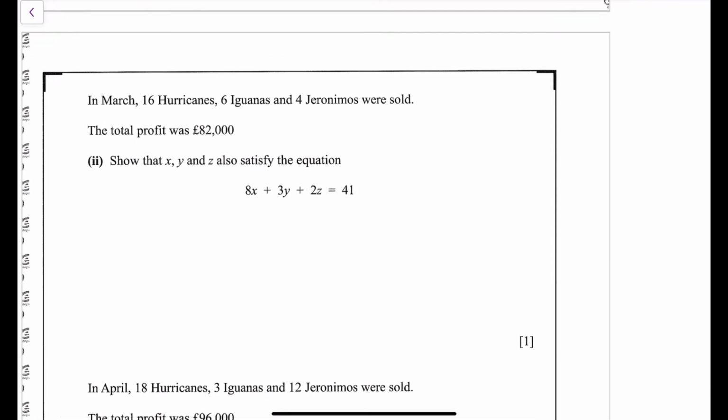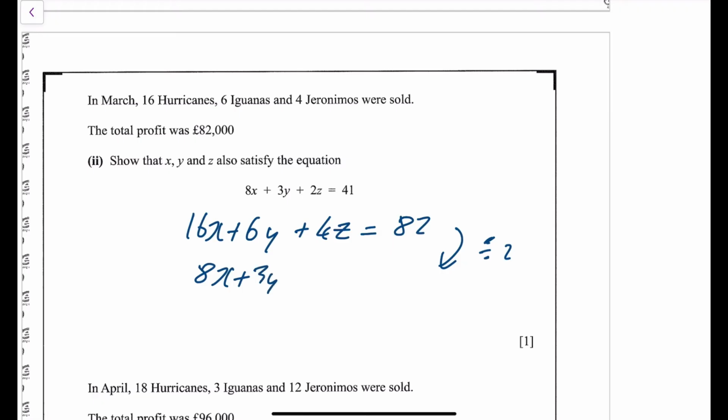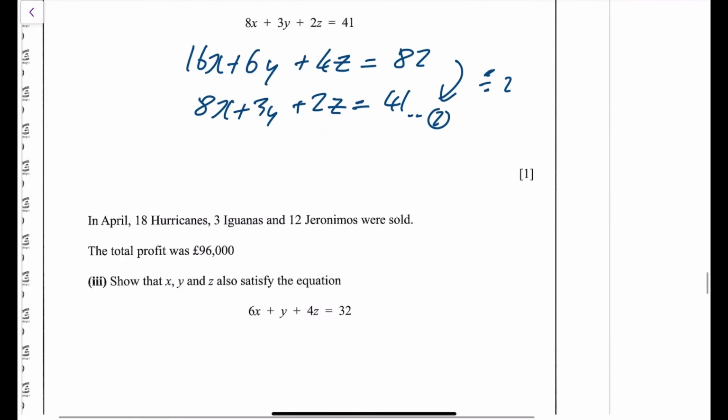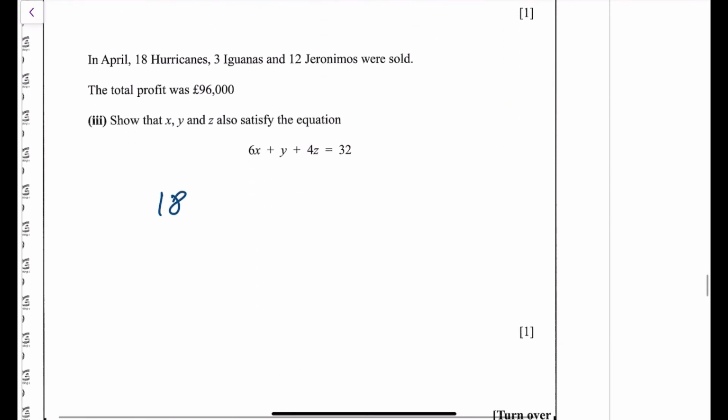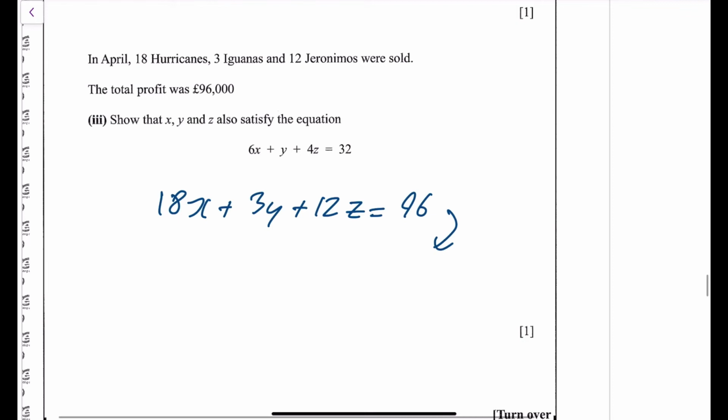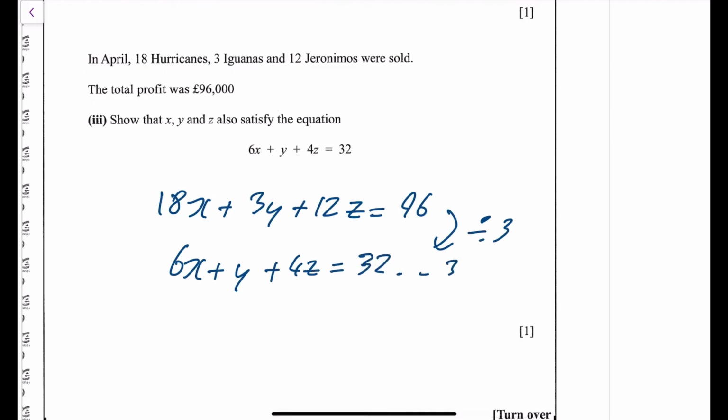In March, you had 16 Hurricanes, iguanas, 4 Geronimos, and that was 82,000. Again, divide through by 2, and you'll get 8x plus 3y plus 2z is equal to 41, and that's going to be my equation 2. In April, 18 Hurricanes, 3 iguanas, 12 Geronimos were sold. Total profit was 96,000. Divide through by 3 and you'll get 6x plus y plus 4z is equal to 32, equation 3.